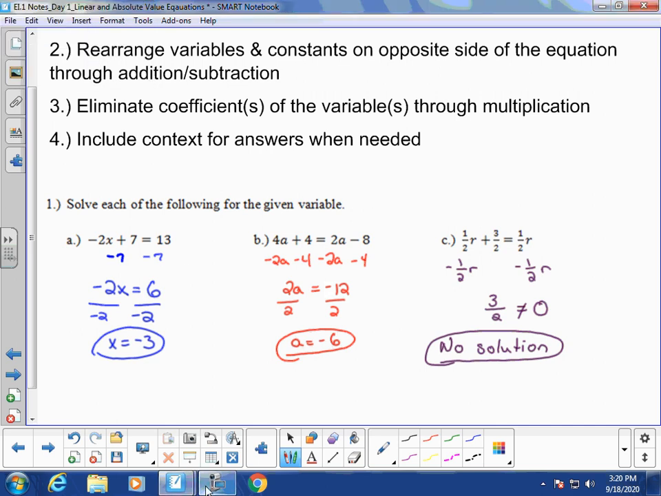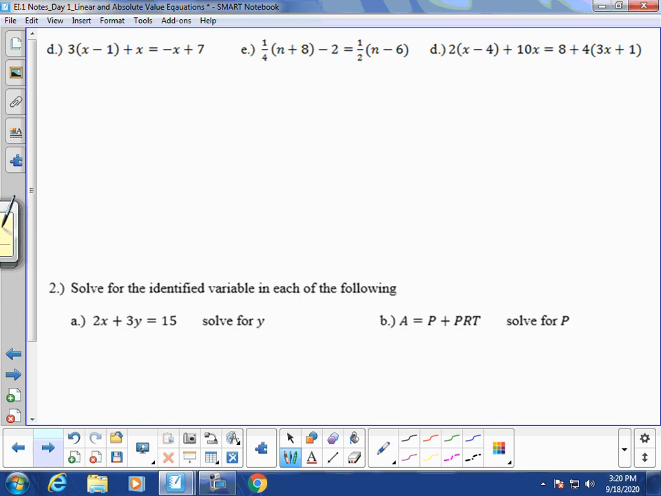So sometimes when we solve, we get an expression that's not true. Our variables go away, and then we don't have an answer. This is not an equation that's going to be balanced. Go ahead and continue our looking at examples.